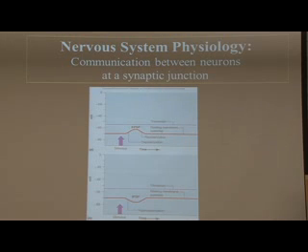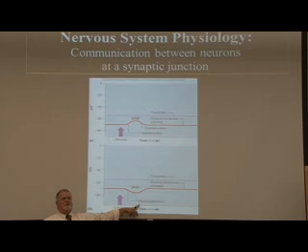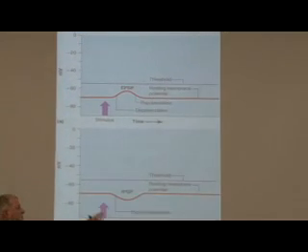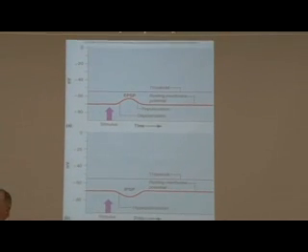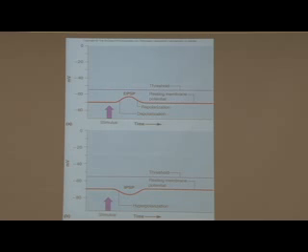So just to reiterate, in an EPSP, we want an event that moves us toward threshold so that we can get an action potential. To create an IPSP, we actually want to go the opposite direction, which would be a hyperpolarizing event that would take us further away from threshold. And then we can inhibit the neuron itself.